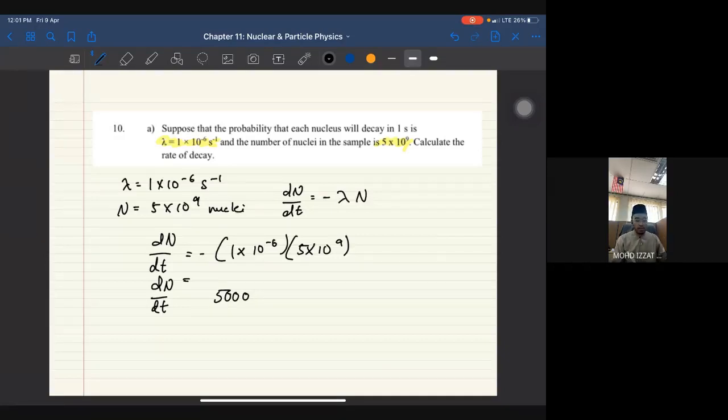Perlu tak saya tak negatif ataupun biar je? Perlu. Perlu biar je lah, biar je negatif cukup sikit sebab formula dia ada negatif because of it over there. What is the unit for dn over dt?